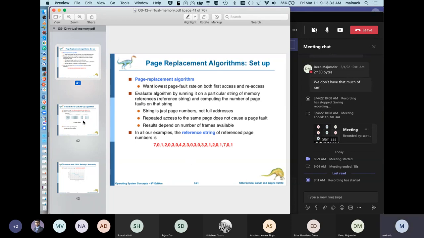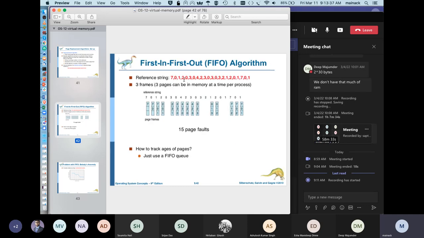Let me give you an example with the very first, simplest algorithm, the FIFO algorithm. First in, first out, meaning whatever was put into main memory first will be the first one to go out. So we will take an example with a reference string here, say 7, 0, 1, 2, 0, 3, et cetera.